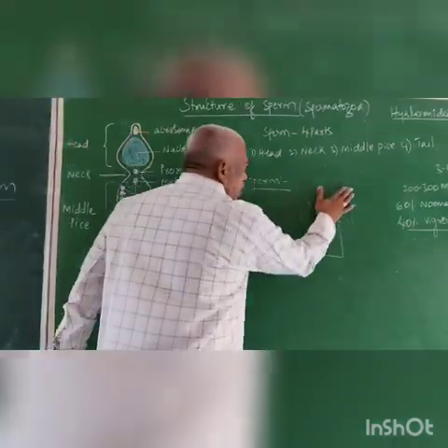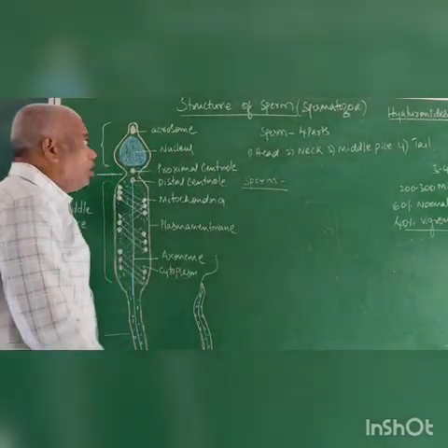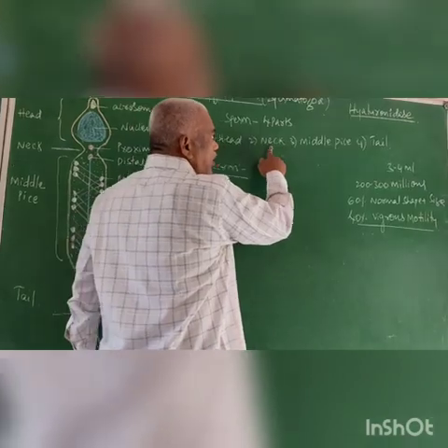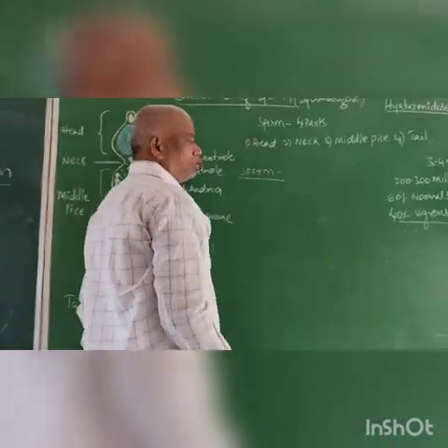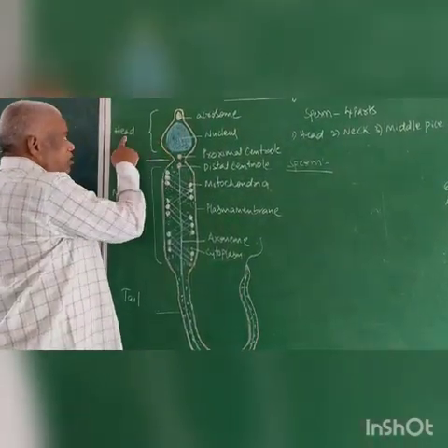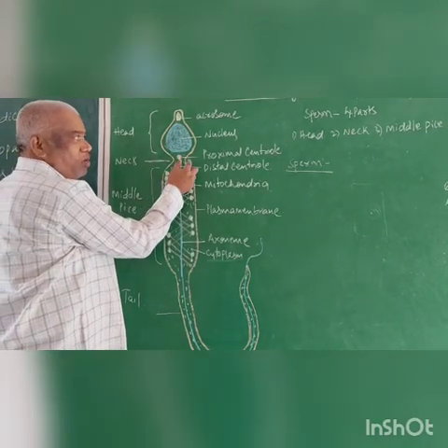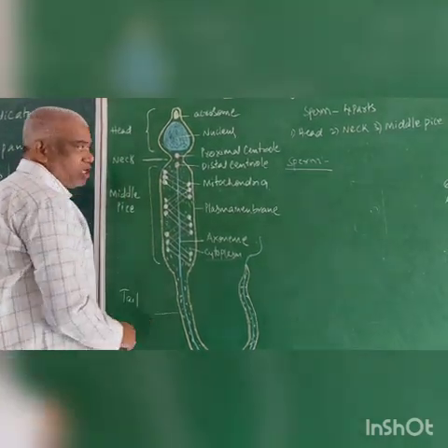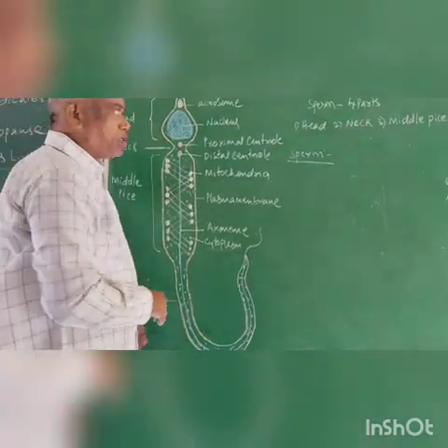Now come to this. The sperm contains four parts: head, neck, middle piece, and tail. This is the head. This narrow depression part is the neck. This is the middle piece, and this is the tail. These are the four major parts.